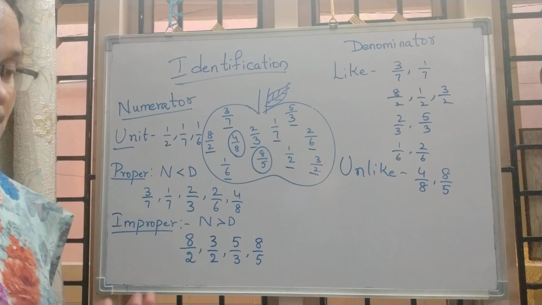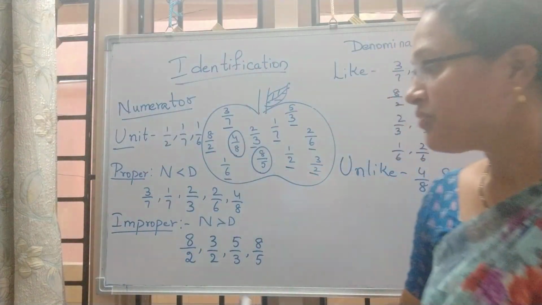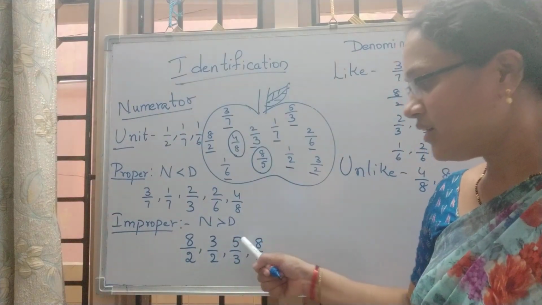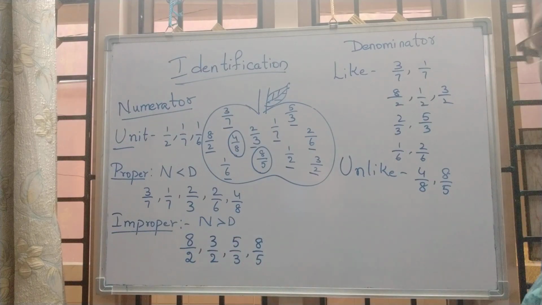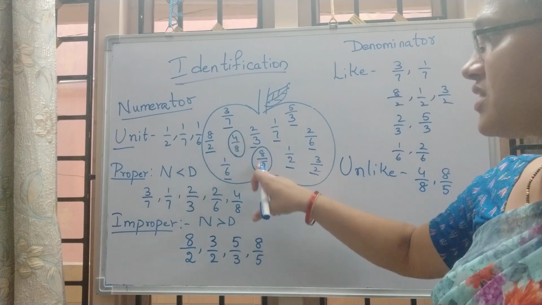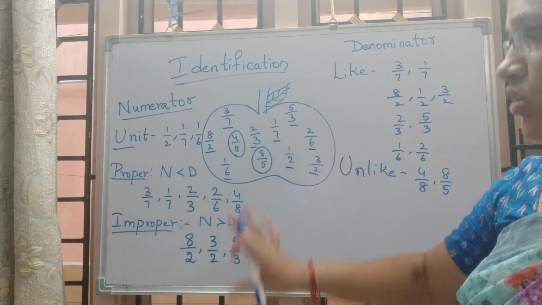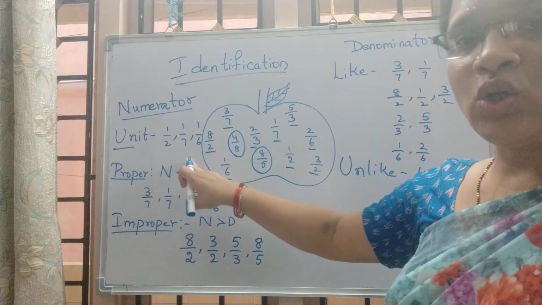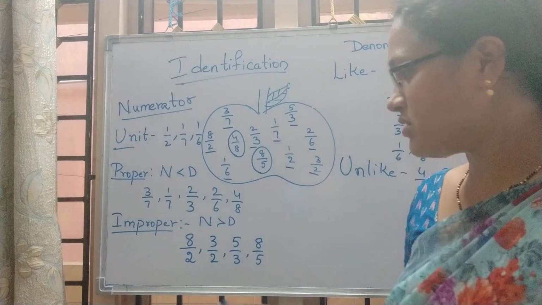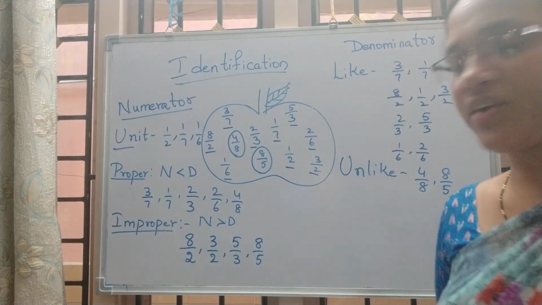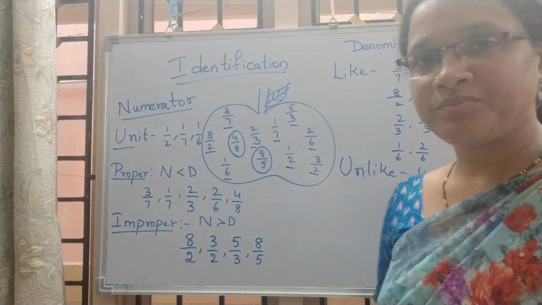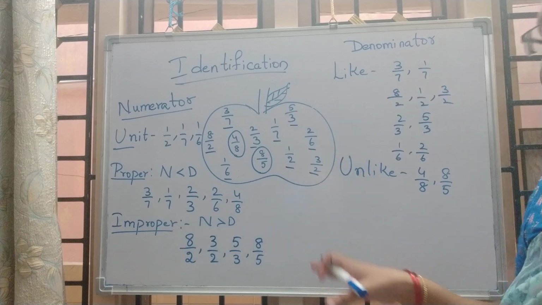In improper fractions, children, you should always remember that the numerator is always greater than the denominator. Then it comes under the improper fraction. Now see, totally how many have we given here? 1, 2, 3, 4, 5, 6, 7, 8, 9, 10, 11. Out of 11, 3 are unit fractions, 5 are proper fractions, and 4 are improper fractions. So 5 plus 4 is 9. 9 plus 3 is how much? 12. Yes. So all together we have covered it.